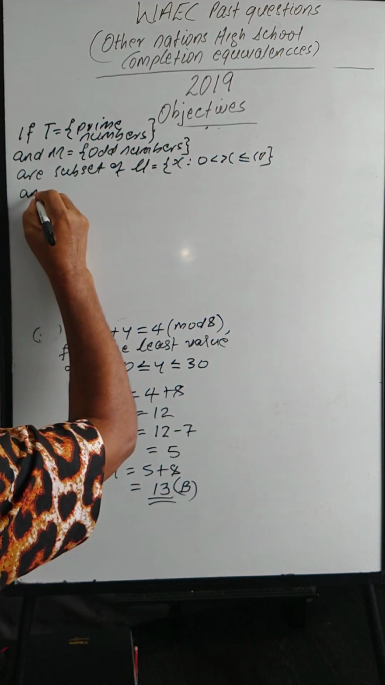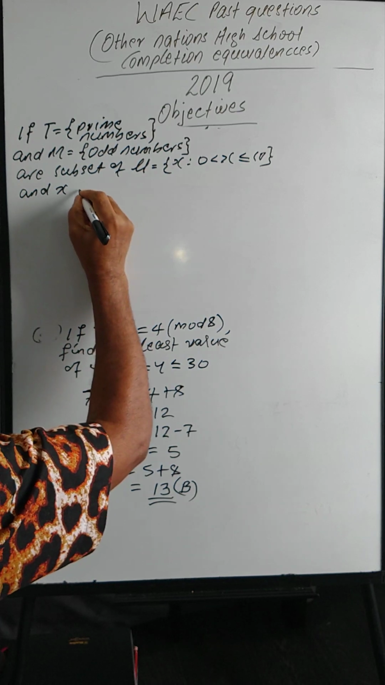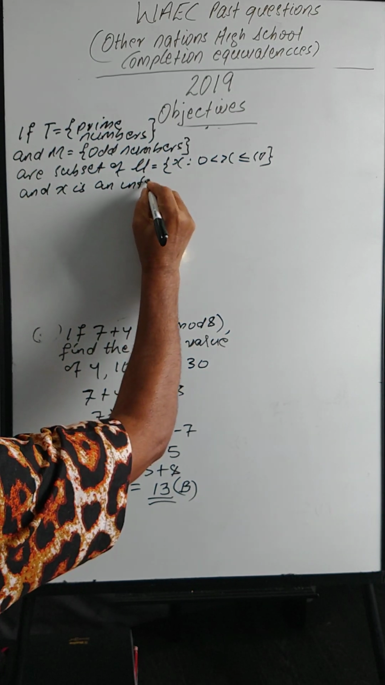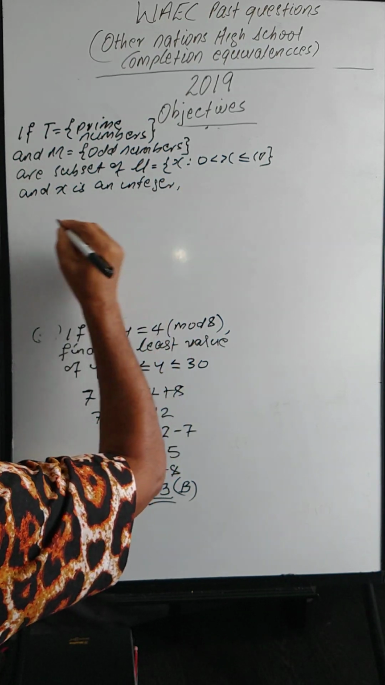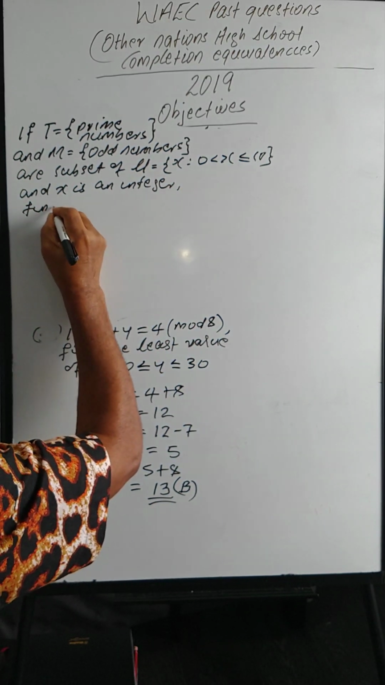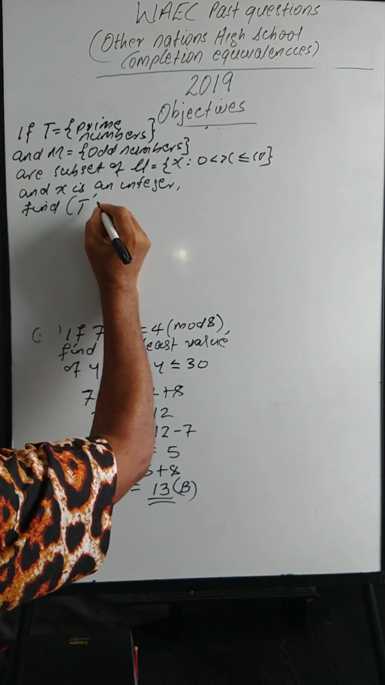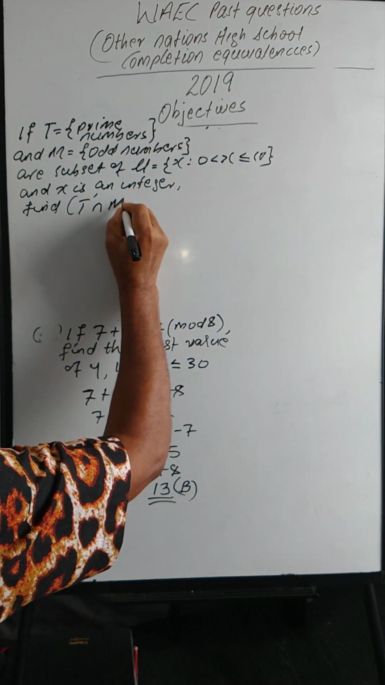And x is an integer. We're expected to find t prime intersect m prime.